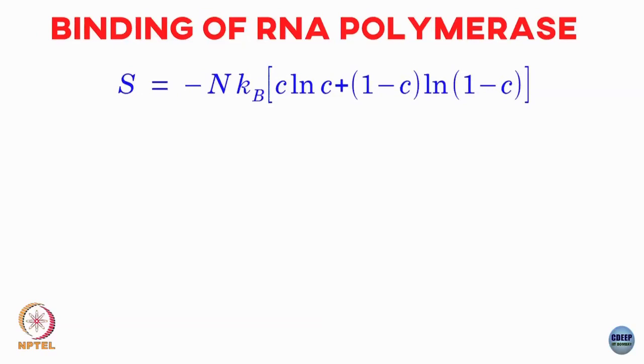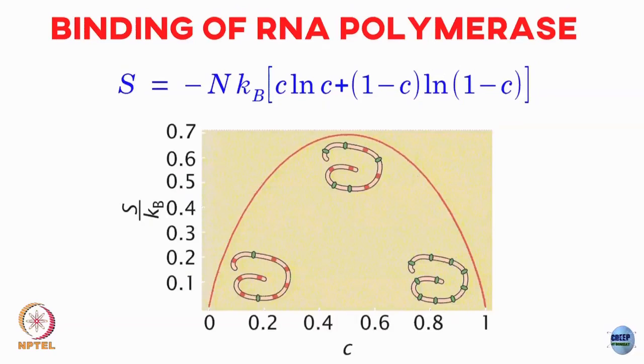So, N kB times C log C plus 1 minus C log 1 minus C, and if you plot that entropy, it will look exactly like this. The maximum number of microstates that you will have available is when NP is exactly half of N. So, C is equal to half. That is the standard two state entropy. So, you can use these very basic statistical mechanics concepts to get a handle on the entropy, or the number of microstates, that a binding process like this would have in a biological context.